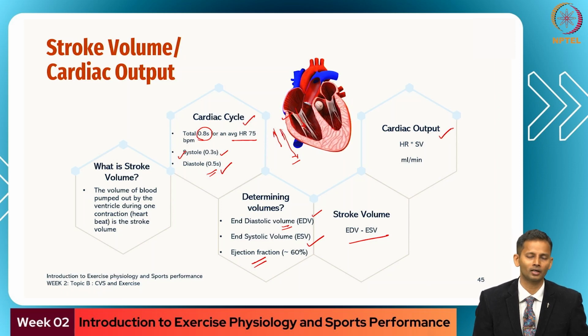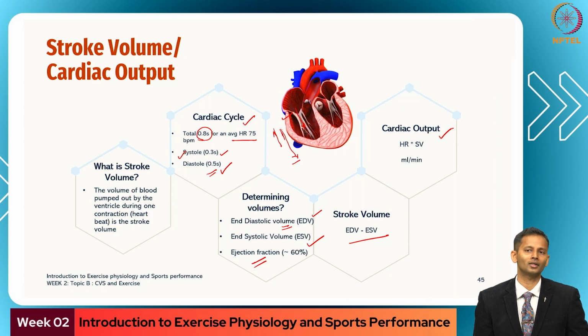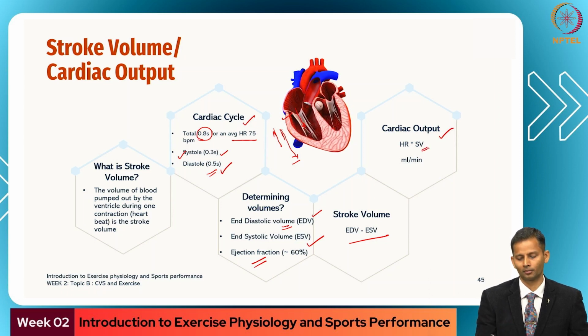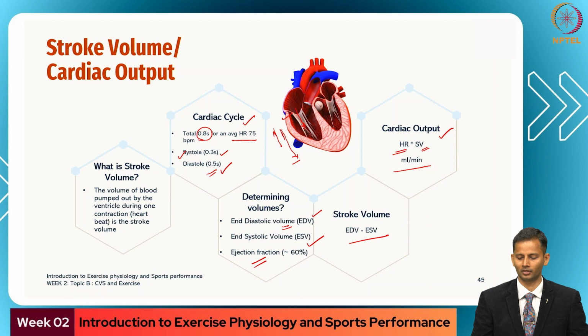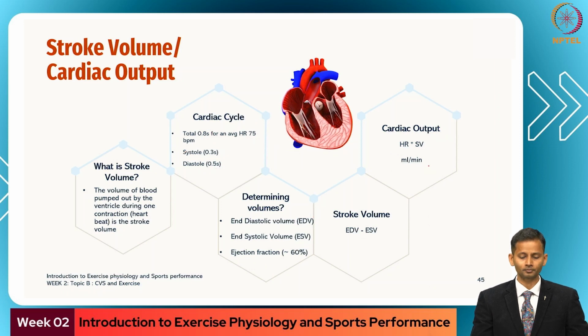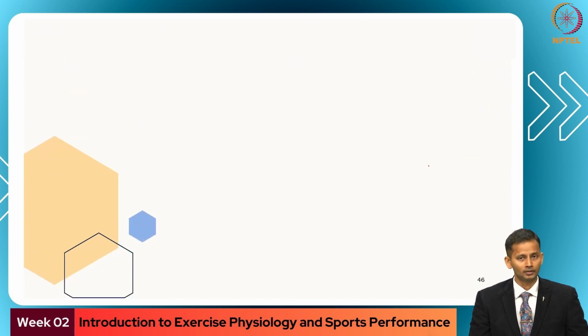The definition of cardiac output is the amount of blood that is pumped out over 1 minute. So that is identified by stroke volume, the amount of blood pumped out per beat, into the number of heartbeats. So that gives you cardiac output, that is ml of blood that is pumped out over 1 minute. Understood? Moving ahead, we will do an exercise to understand this concept.